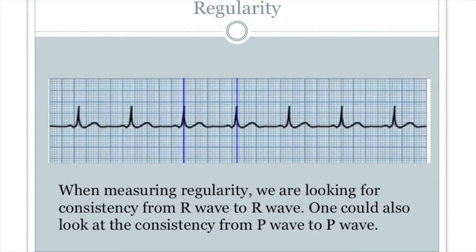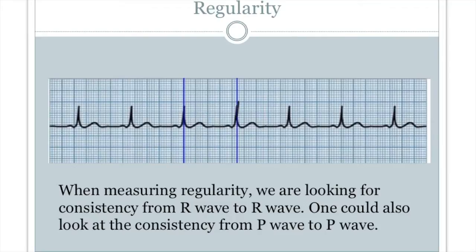So the first step in interpreting rhythms is regularity. And as you can see, I marked out the R to R intervals here. What we're looking for is we're measuring from here to here, and then we're going to make sure that this number that we get here is the same as this number right here using our calipers. So we're going to open up our calipers, place 1 point here, 1 point here, and then we're going to lift up and drop it down exactly over the next two, making sure not to close the calipers.